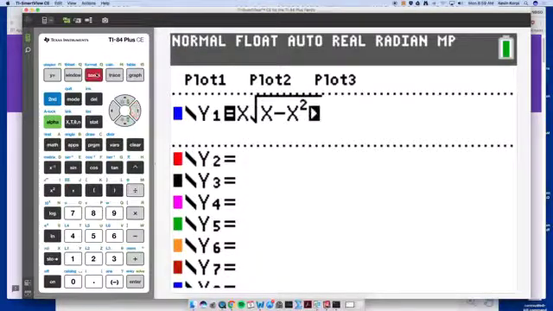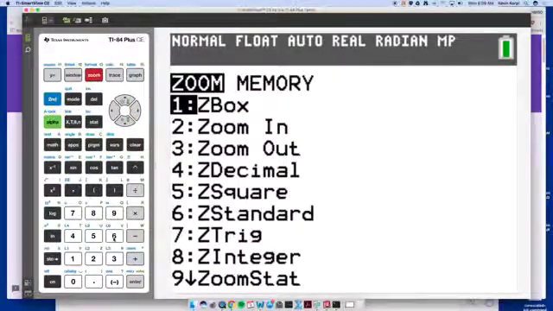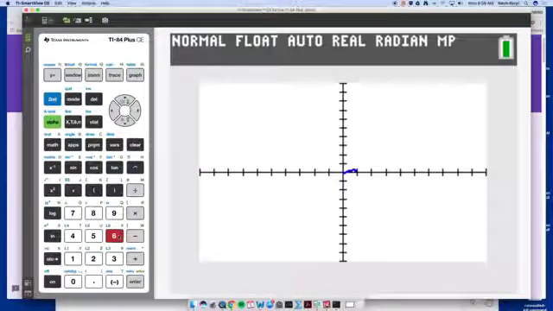And if you're not sure what the graph looks like, zoom. You can do zoom 6, which is your negative 10 to 10. Zoom 5 also works. That's your square window. What that does is it makes the x and y pixels the same length, and so you end up having more width on your graph than you would height because the graph screen is wider. But I like zoom 6.